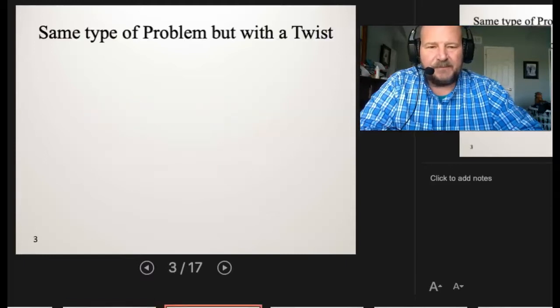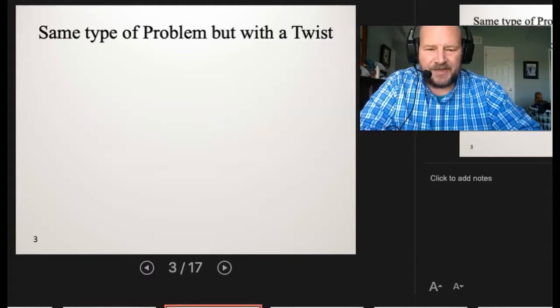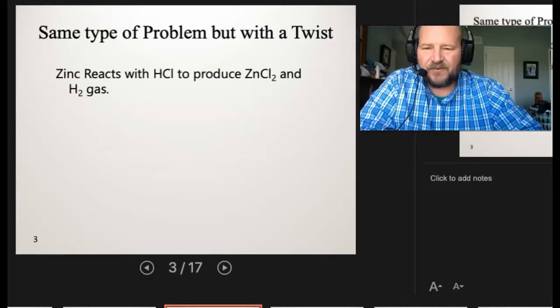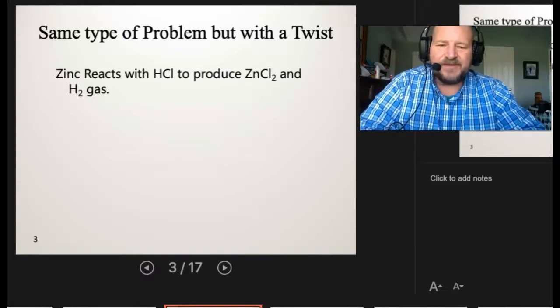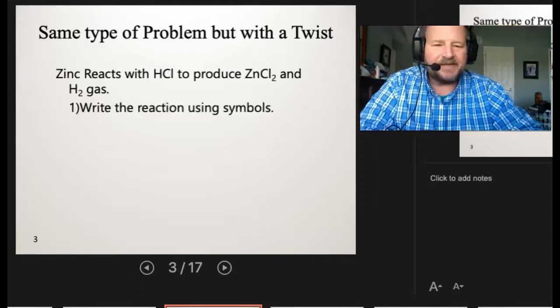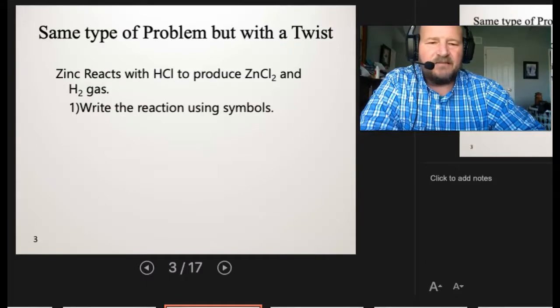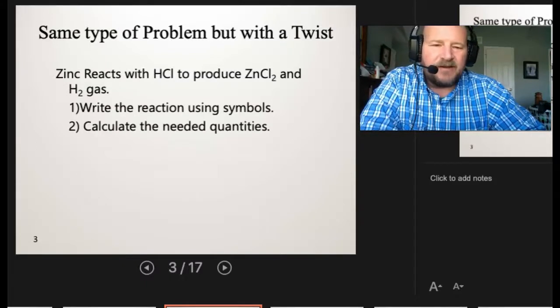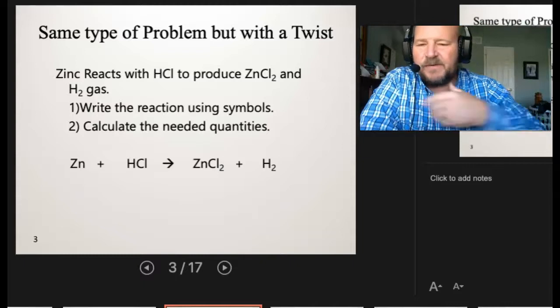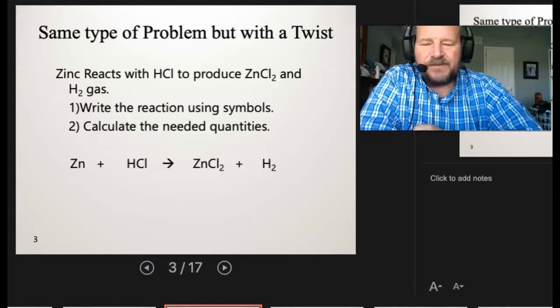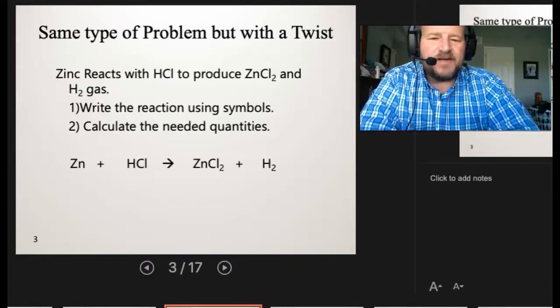So again, it's the same problem, that same three-step situation. We'll jump right into a reaction. Zinc reacts with HCl to produce zinc chloride and H2 gas. So just like before, we have to write our reaction out using symbols. Then we'll calculate the needed quantities. So the first thing we come up with is our reaction. Zn plus HCl goes to ZnCl2 plus H2.